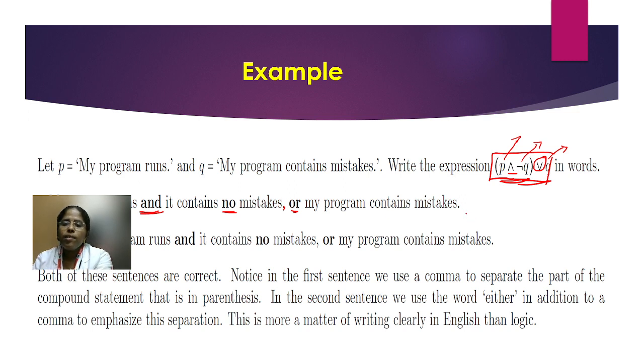Okay, this statement you can write in both ways, that is either my program ran and it contains no mistake, or my program contains mistake. Both are correct. Notice in the first sentence we use the comma to separate the part of the compound statement that is inside the bracket. In the second sentence we use the word either in addition to the comma to emphasize this separation clearly in English than logic. This is more a matter of writing clearly in English.